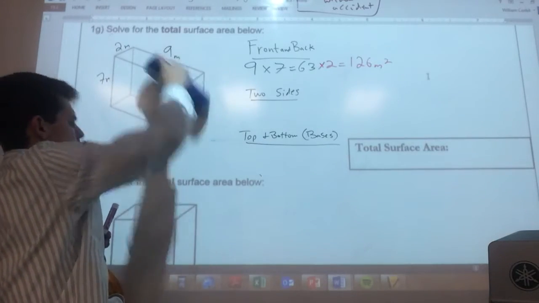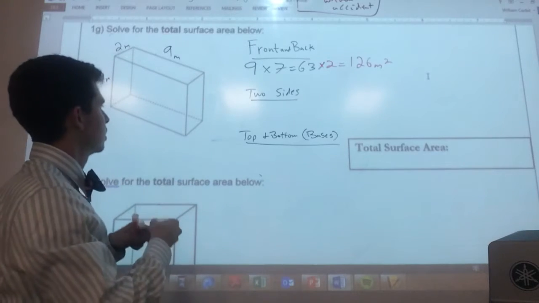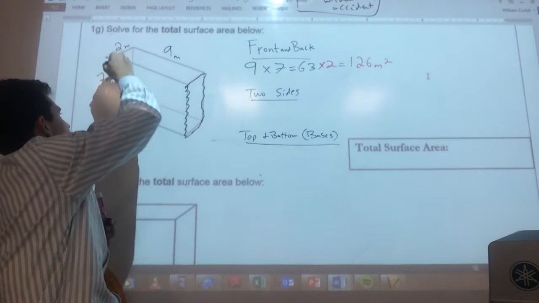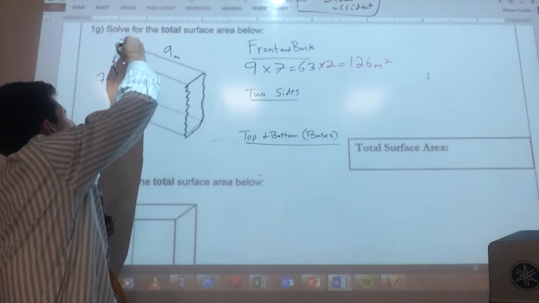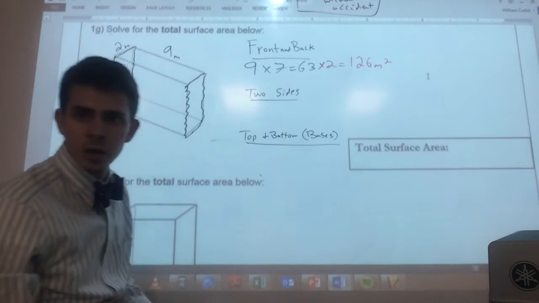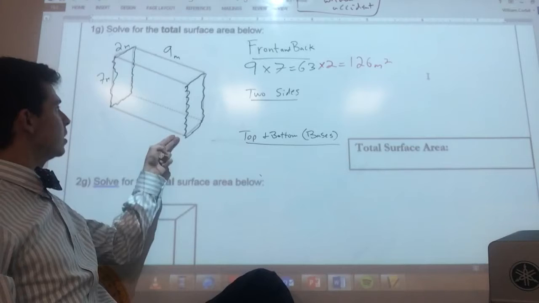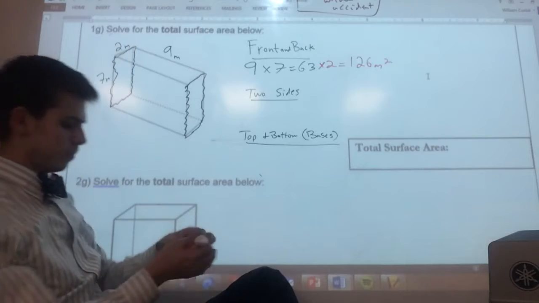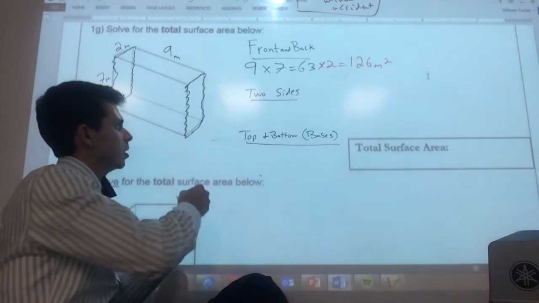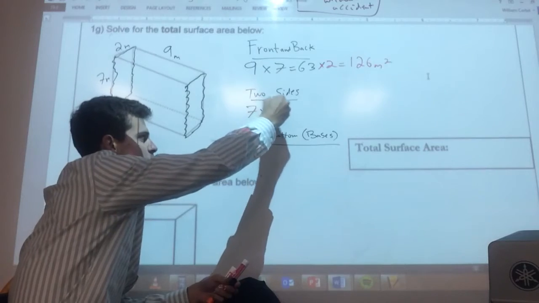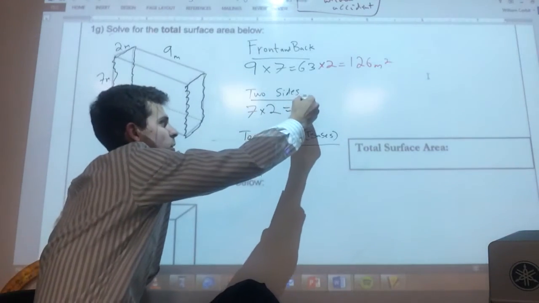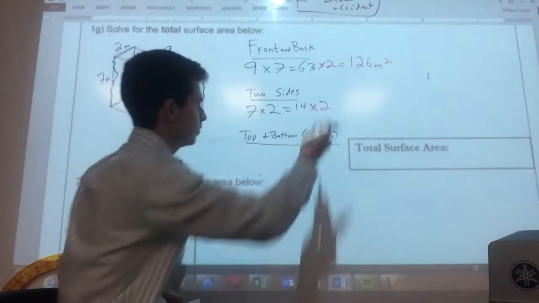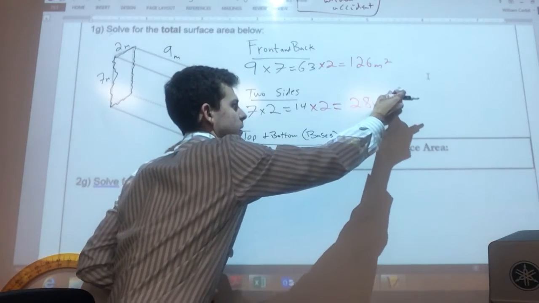Now the two sides, what I'm solving for is this part right here, this rectangle, and this rectangle. So I know that this one is 7 meters long. You can just stretch it across. Well, I guess we could just solve for this one here. 7 meters by 2 meters. So we're going to do 7 times 2, which gives me 14. I'm going to multiply by 2, because there's two sides. That gives me 28 meters squared.